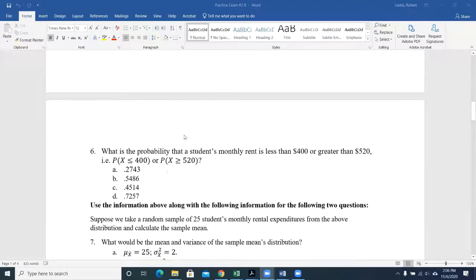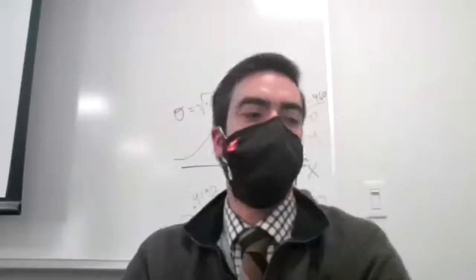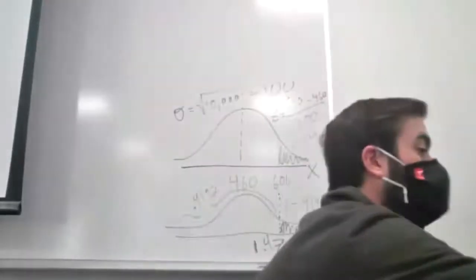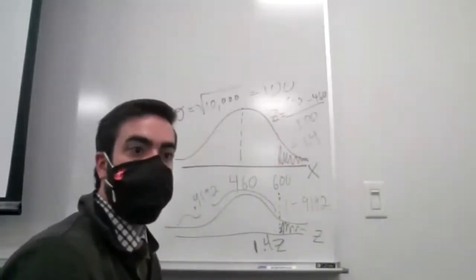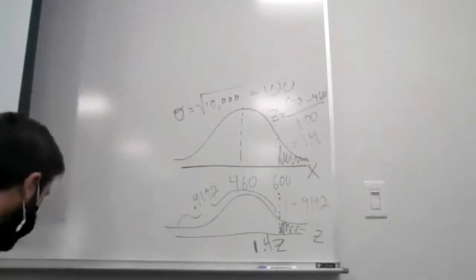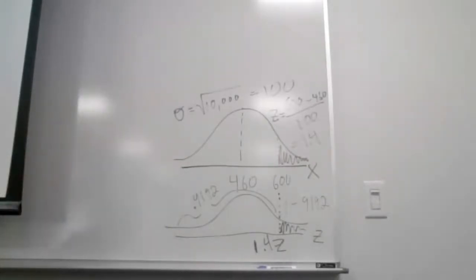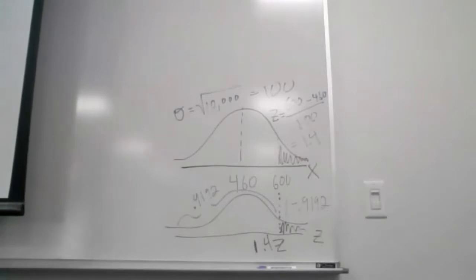So that's 5. What if we want the probability that rent is less than 400 or greater than 520? Okay, less than or equal to 400, greater than or equal to 520.